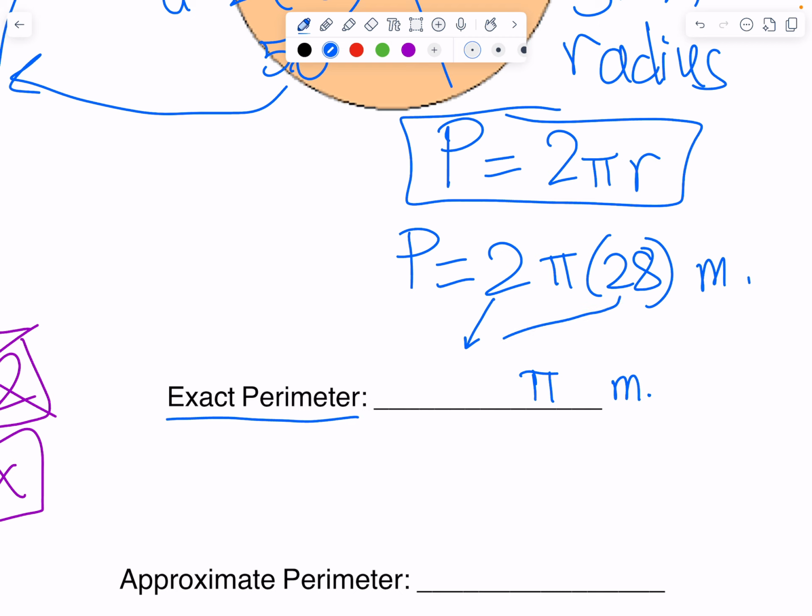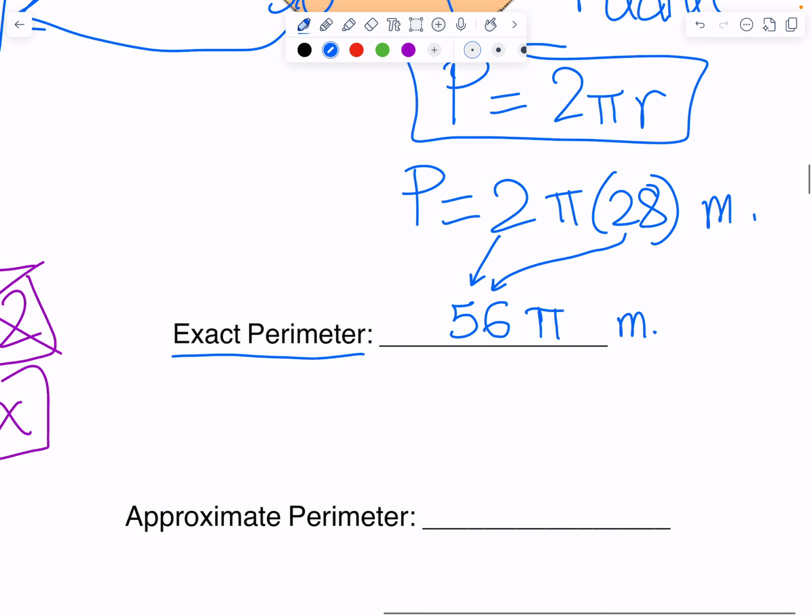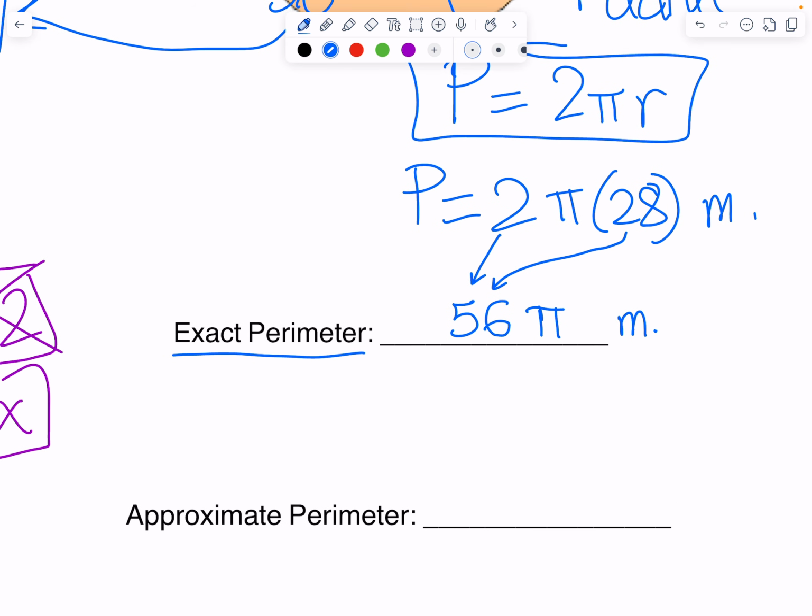Let's see, I'm going to put 2 multiplied by 28. What would that be? 56. Didn't we just do that one? There we go. So even though the pi is there, you're still able to multiply the numbers. But now I want approximate, so all I have to do is replace pi with 3.14 and multiply with my calculator.